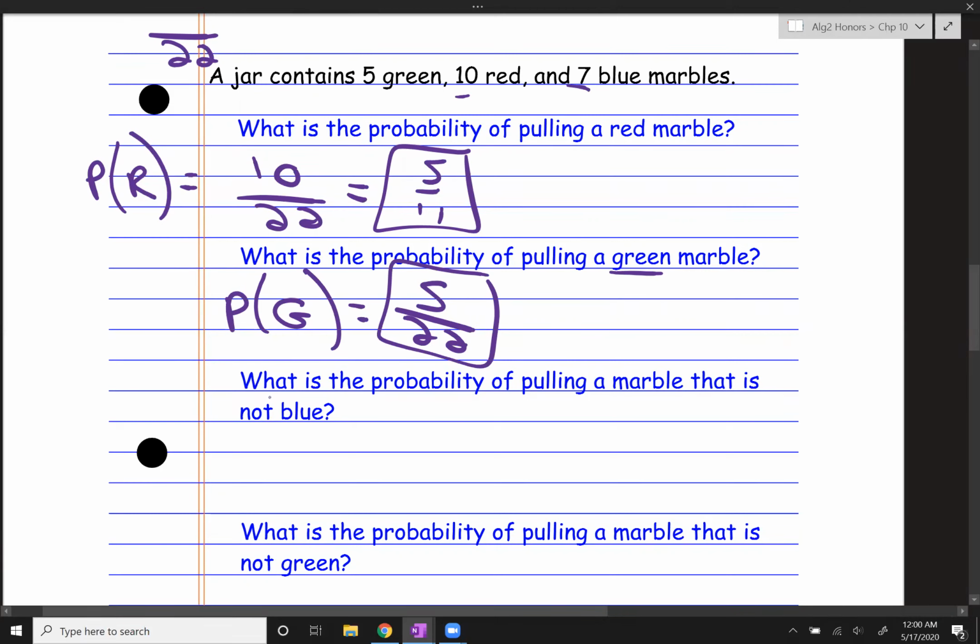Probability of pulling a marble that is not blue. Ooh, okay. So we're going to work in reverse here. It is out of 22, but we want not the blue ones. Well, if I want not the blue ones, that means I'm going to take out the 7. So that means 15 of them are possible. That's out of 22, so that doesn't reduce either.